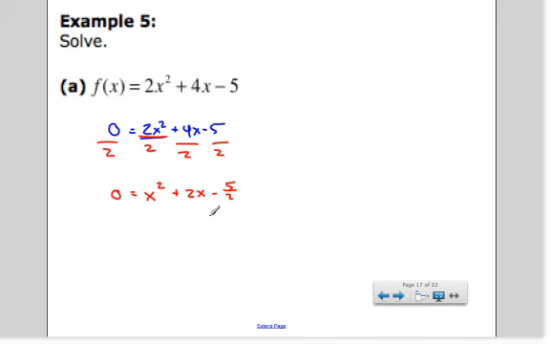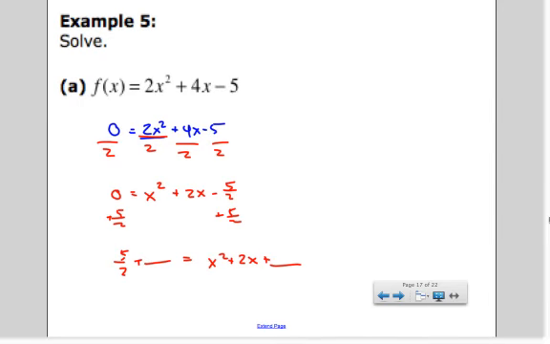So now I have to move or add 5 halves to both sides. So plus 5 over 2, plus 5 over 2. That gives me 5 halves plus blank equals x squared plus 2x plus blank.